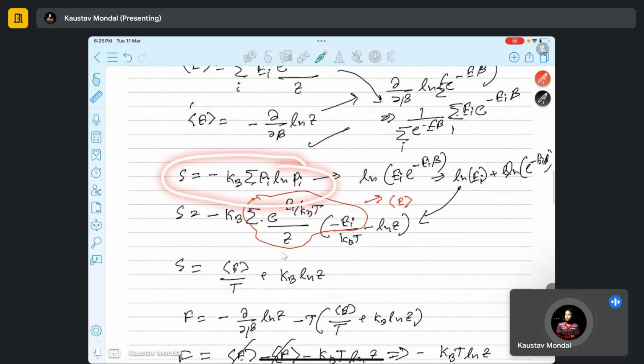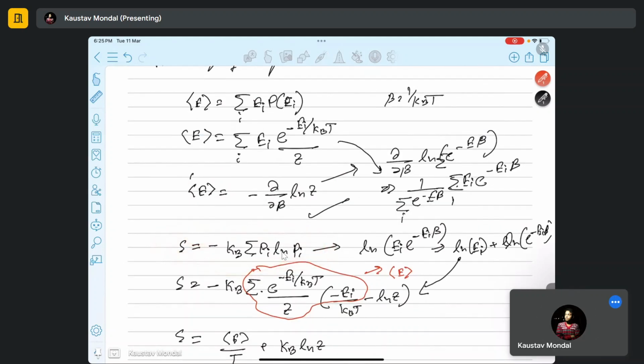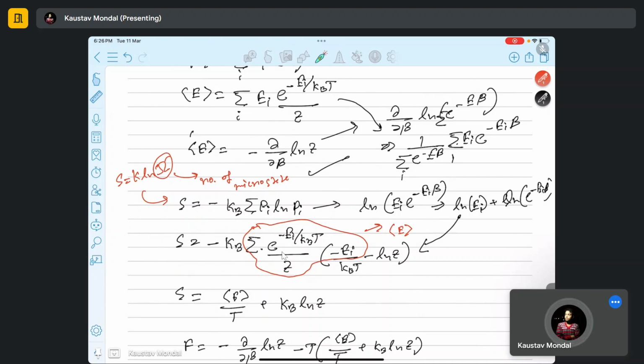Then you write the expression of the entropy here. This expression basically comes from the Boltzmann law, that is S equal to k ln omega, where omega is the number of microstates. From this Boltzmann law, the formula of the entropy comes in terms of probability. Now we have expanded all these probability terms in terms of the partition function, and then you get this big expression.